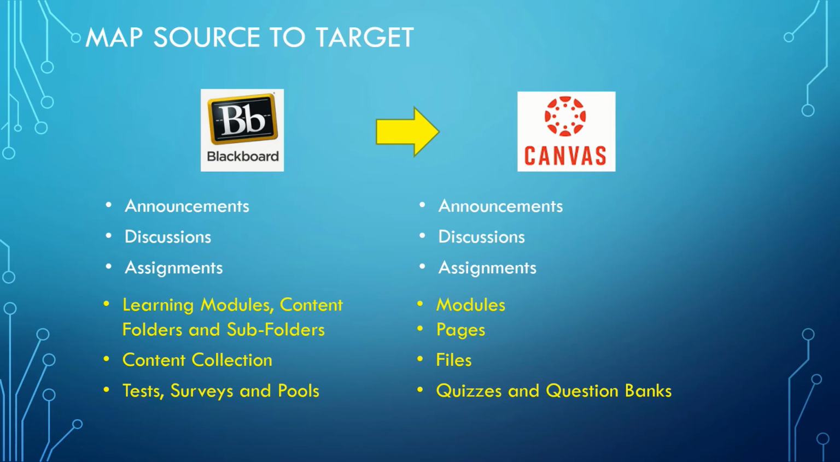And so you start to see why the mapping document is so important, and thinking it through is even more important. How will those items from Blackboard appear and work in the modules and pages in Canvas? Same goes for content collection in Blackboard, translating to files in Canvas, and test surveys and pools in Blackboard, translating to quizzes and question banks in Canvas.